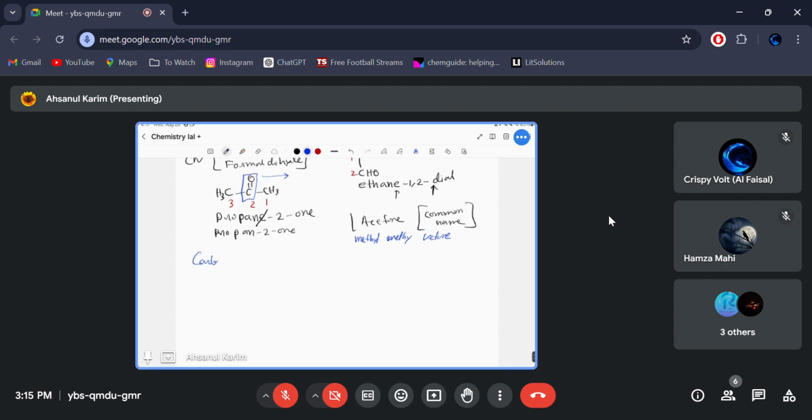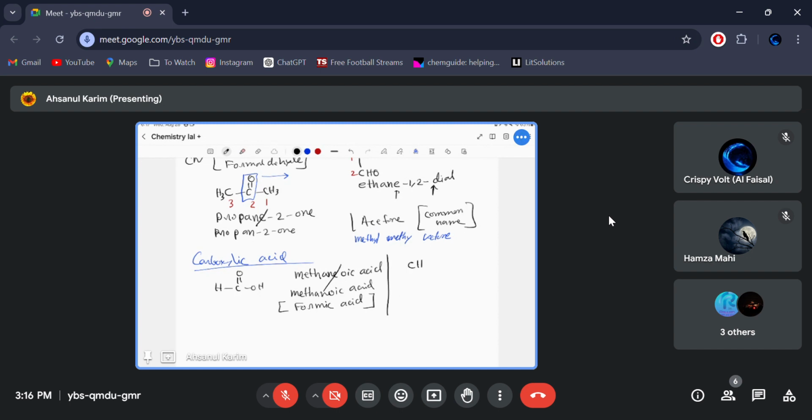Now carboxylic acid. The naming of carboxylic acid is also easy. For example, you have HCOOH. What will be the name? The name will be meth, no carbon-carbon double bond, so methanoic acid. You can eliminate E. So the name will be methanoic acid. And what is the common name? The common name is very famous, formic acid. Clear?